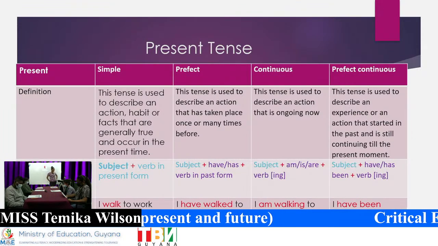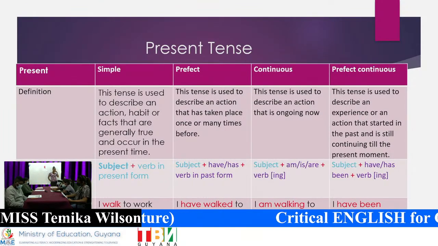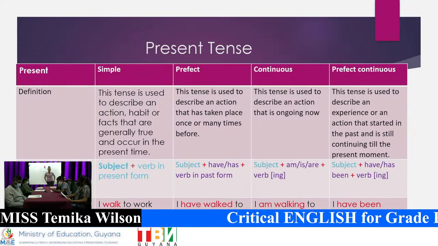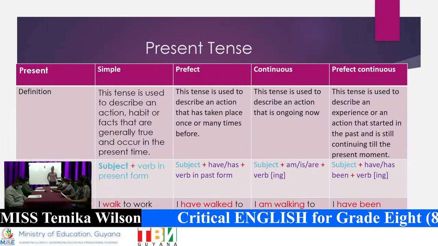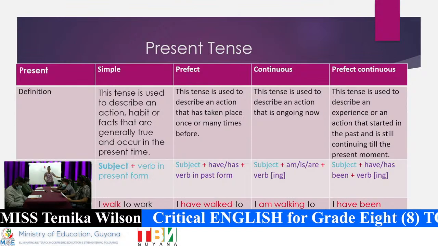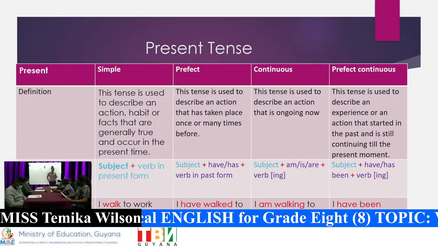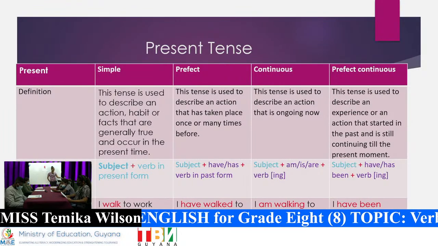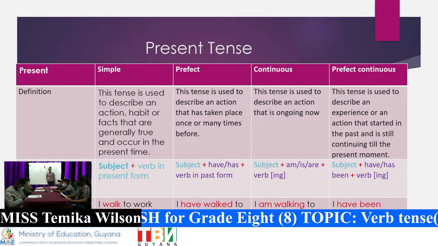This tense is used to describe an action that is going on when? Now. All right? I am walking to work. And again, what do we see here? The continuous ending in ing. So that's a little trick for you to look at. Am walking. Am walking. So you notice, what have you noticed?